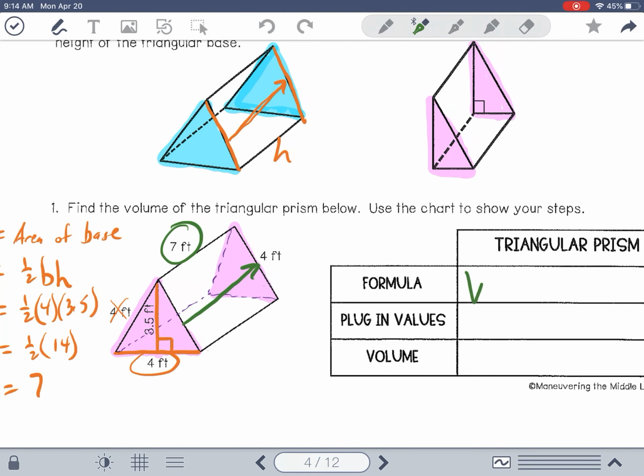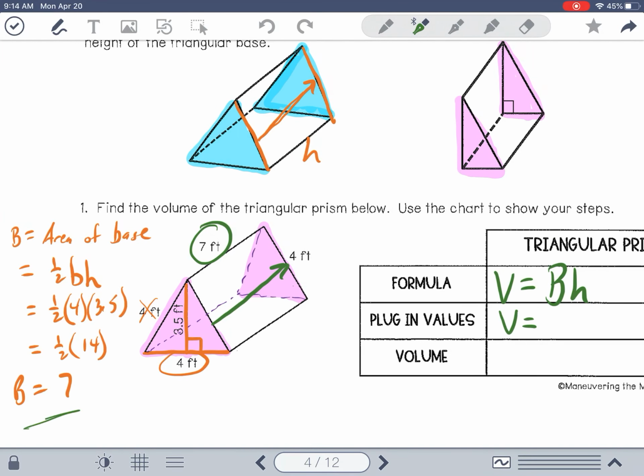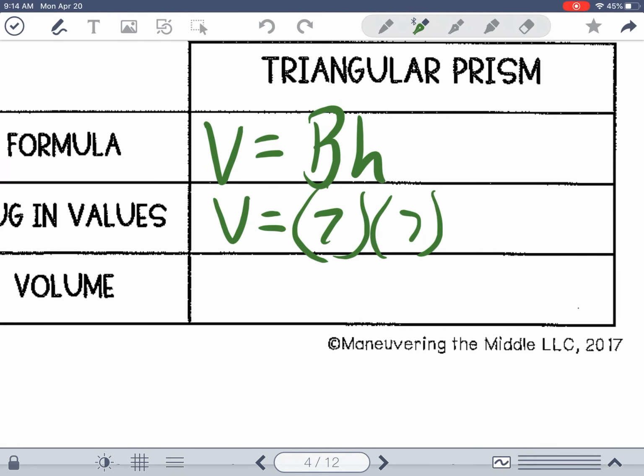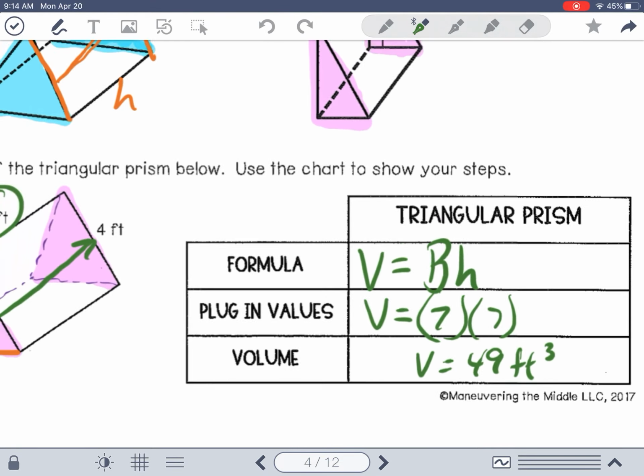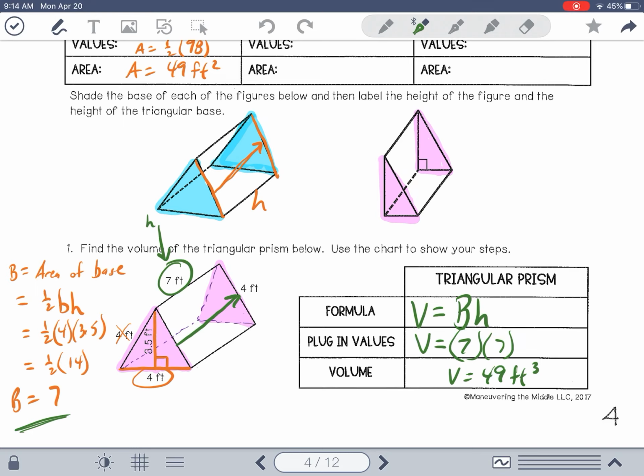So now we're going to come over here and find that our volume is equal to big BH. Plug in those values. On the left side we see that big B is 7. The H here is also 7. So we see that our volume is 49 cubic feet. Very, very quick. Take a snapshot.